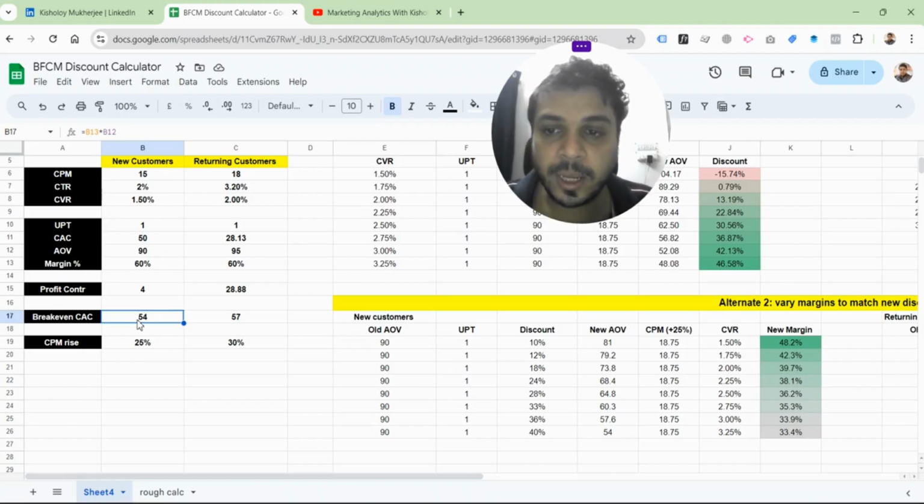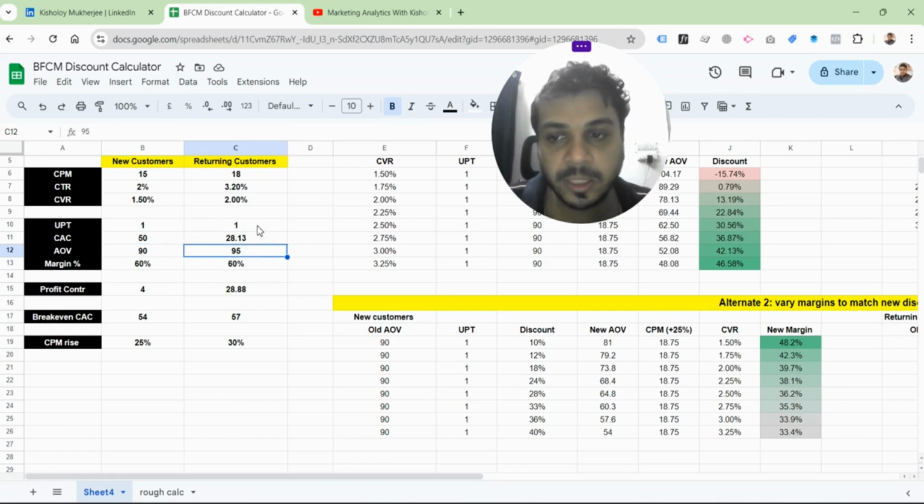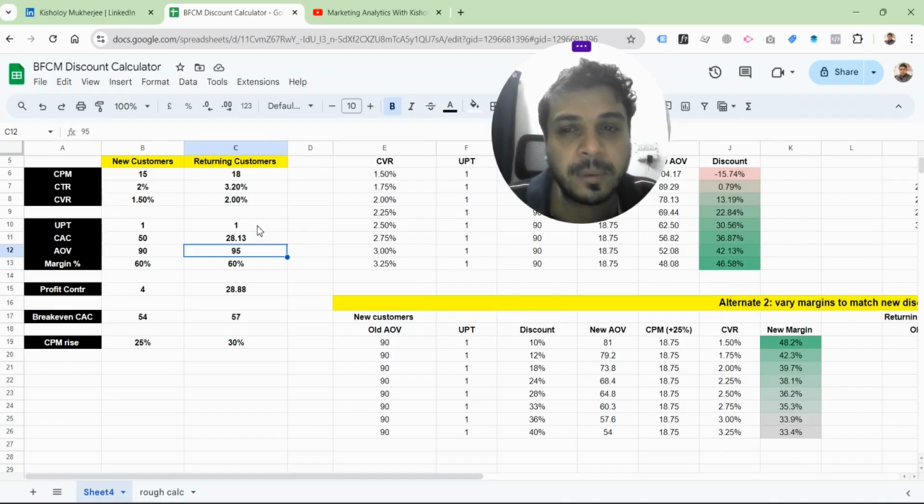So, again, the corresponding numbers for returning customers are given here. The margin has been considered as the same, but the AOV has been considered as higher for returning customers, because once again they are likely to make slightly higher priced purchases on the site than the new customers.